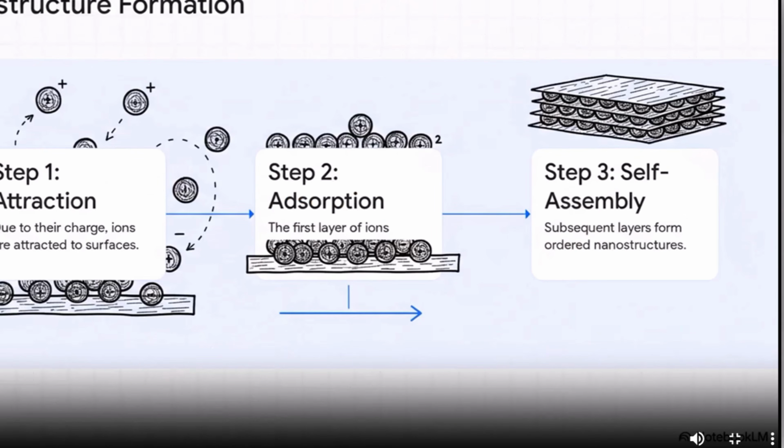Because these ions are charged, they're super attracted to surfaces. They just spontaneously organize themselves into these incredibly neat, distinct layers. Think of it like a deck of cards lying flat on a table. Each card can just slide so easily over the one below it. That's pretty much what these layers are doing.